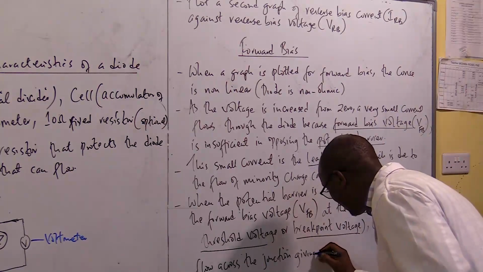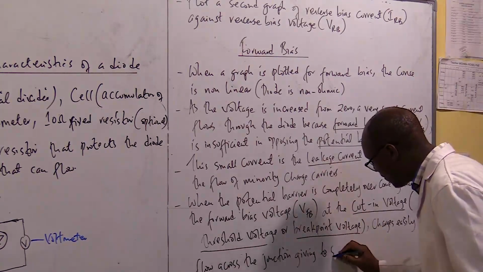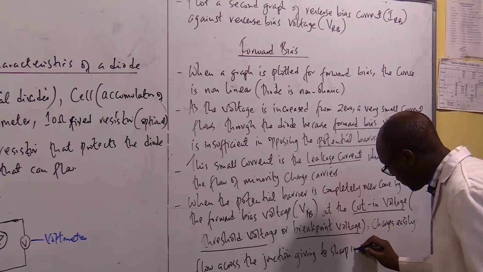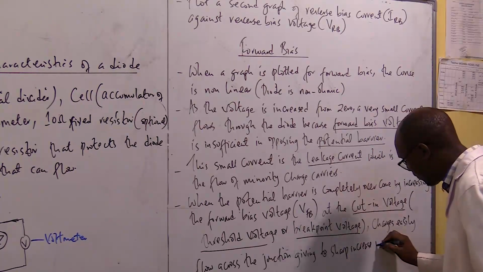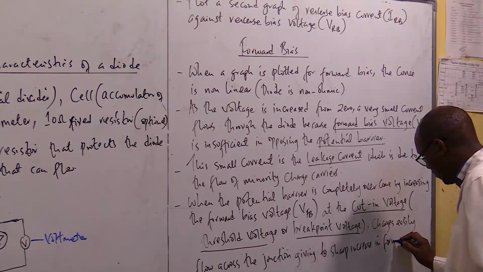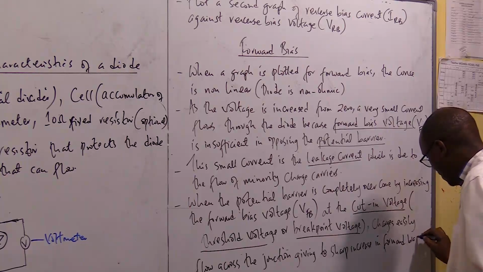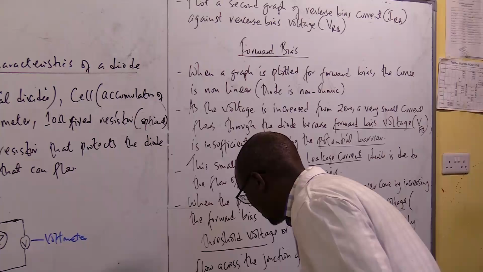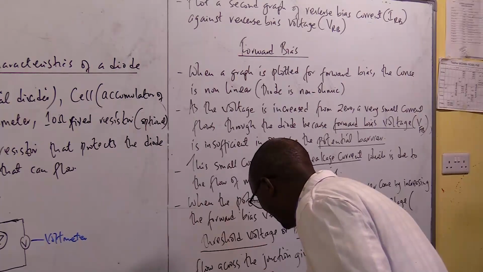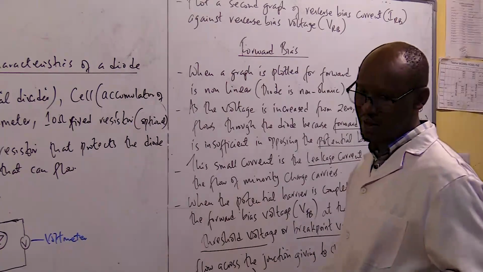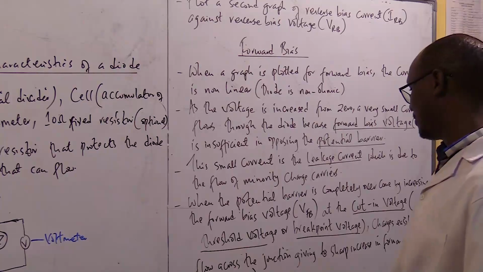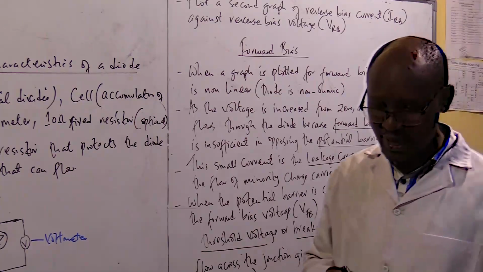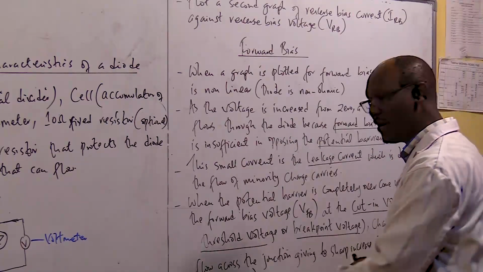giving rise to a sharp increase in forward bias current, what we wrote as IFB, forward bias current. Very important to note that. I hope you can still see up to here.